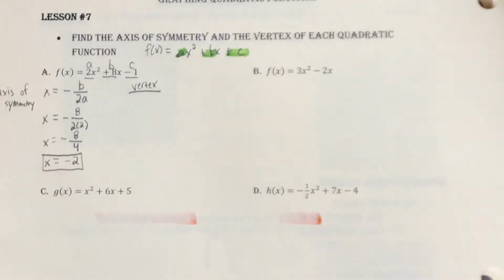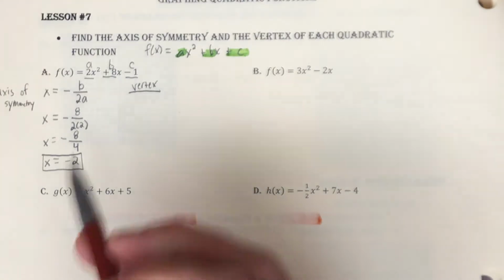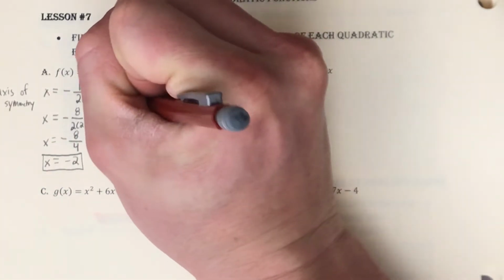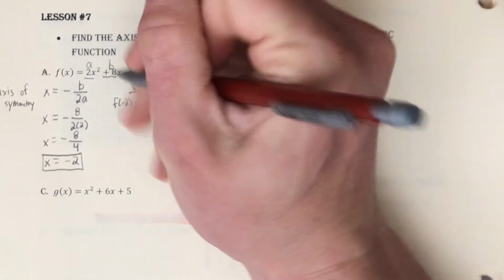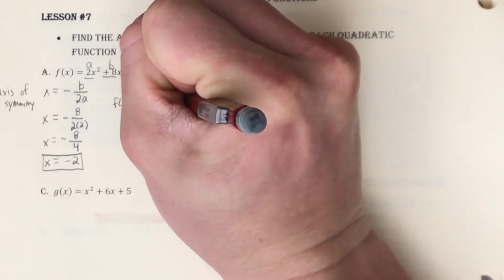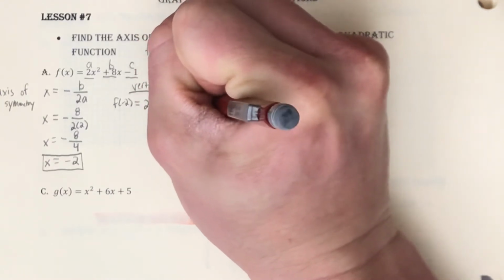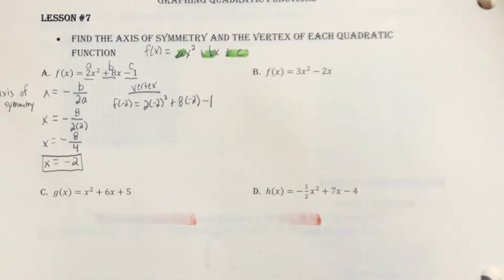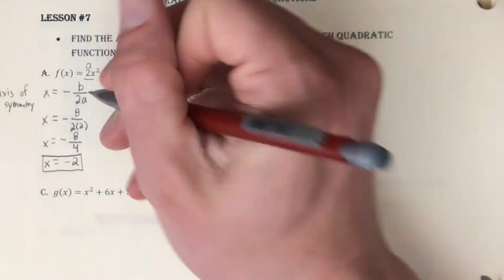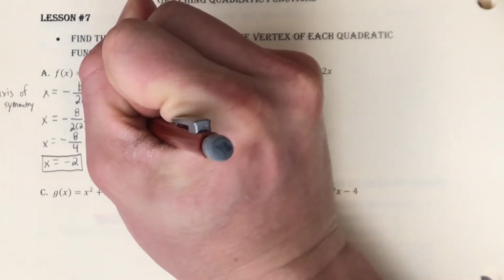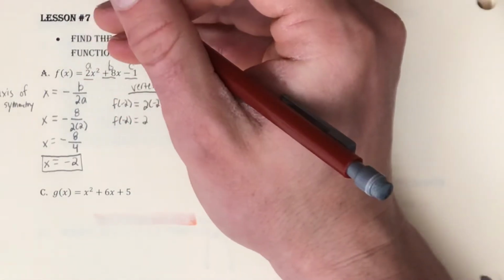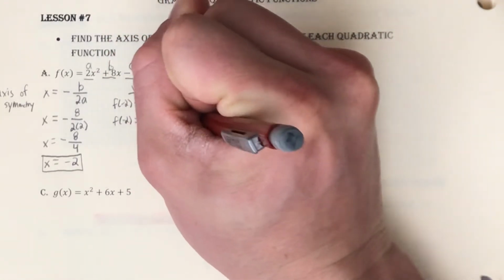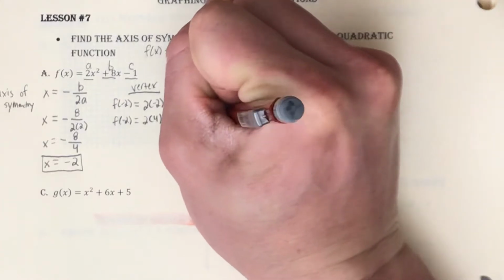We're going to use what they gave us, which is f of x equals 2x squared plus 8x minus 1, and we are going to plug in the value of negative 2. So really what I have is f of negative 2 equals 2 times negative 2 squared plus 8 times negative 2 minus 1. Now I need to simplify that down. First thing I have to do is exponents. Negative 2 squared is negative 2 times negative 2, which is positive 4. So 2 times 4 plus 8 times negative 2 minus 1.